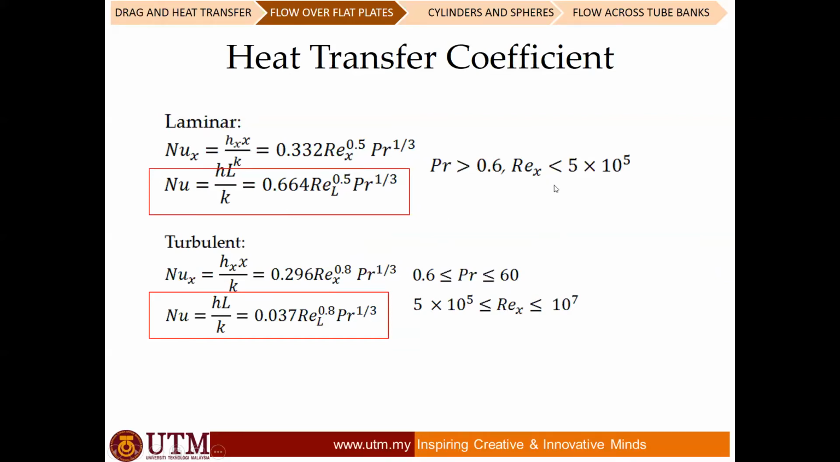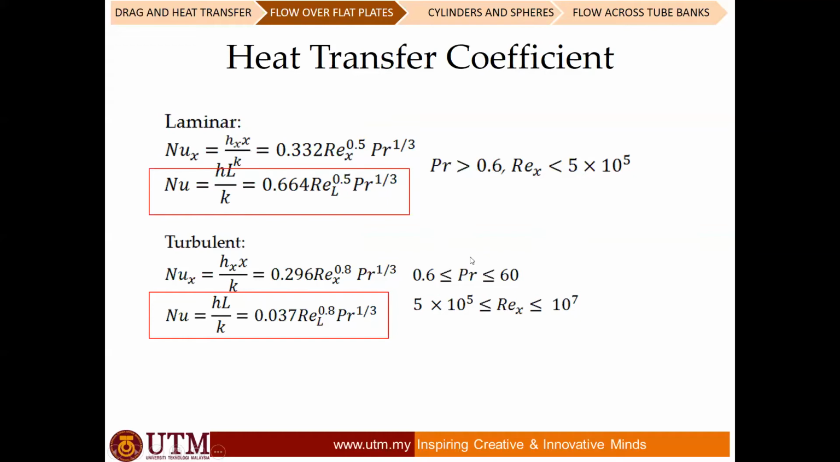So let's say, for example, your Reynolds number is, sorry, less than 5 to the power of 5. Let's say 4.5 to the power of 5, which is less than 5, and your Prandtl number is 1. So you can use this equation and plug in 4.5 to the power of 5 and Prandtl number of 1. You know your thermal conductivity of your working fluid and the length, and then you calculate the h.